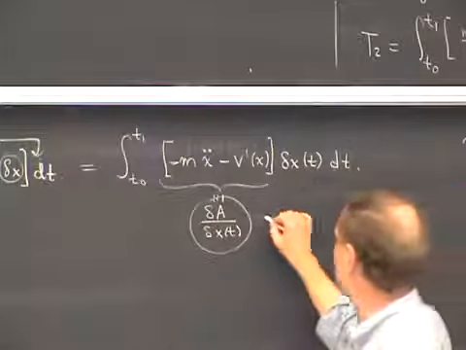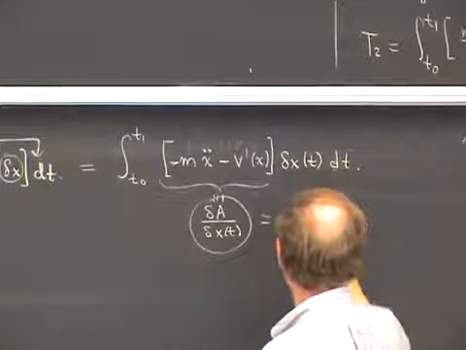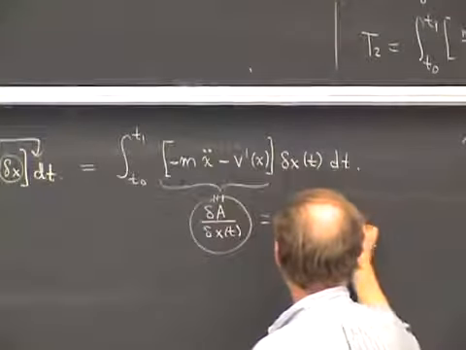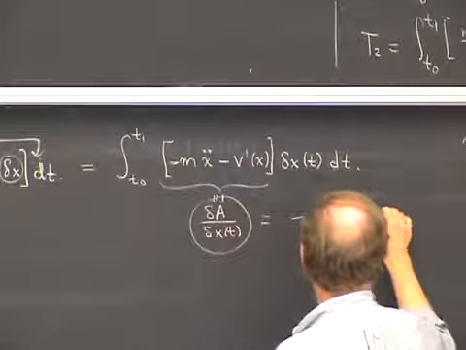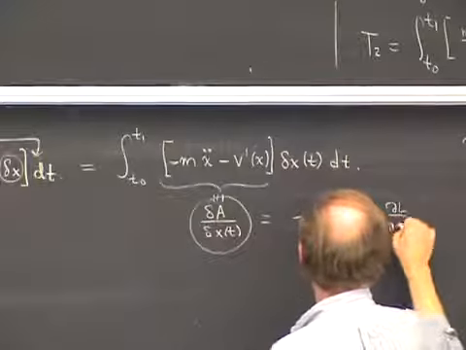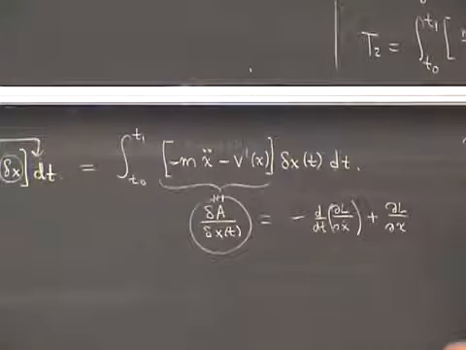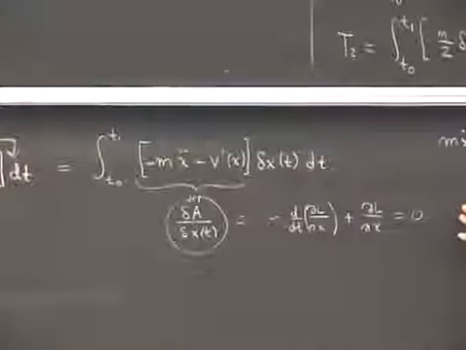If you do it for a general Lagrangian, this is the same thing as minus d/dt of the partial of L with respect to x dot, plus the partial of L with respect to x. And that gets set to 0. Here should be the famous Lagrange equations for the classical equations of motion.